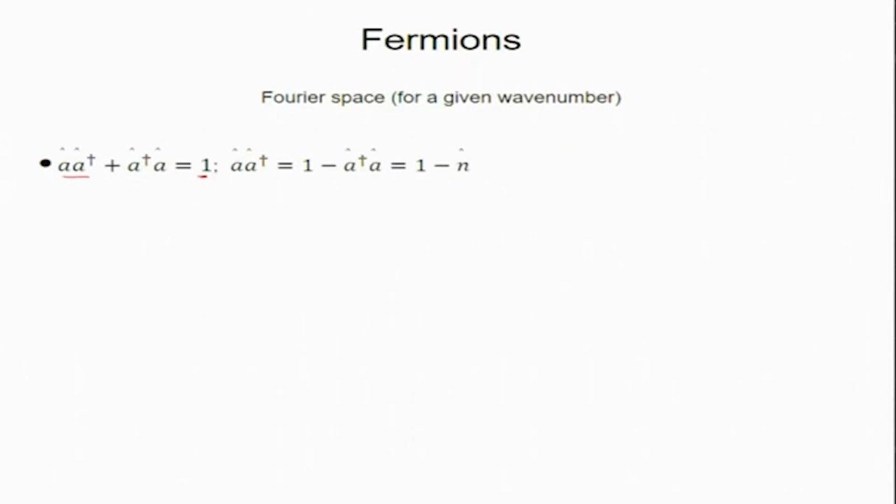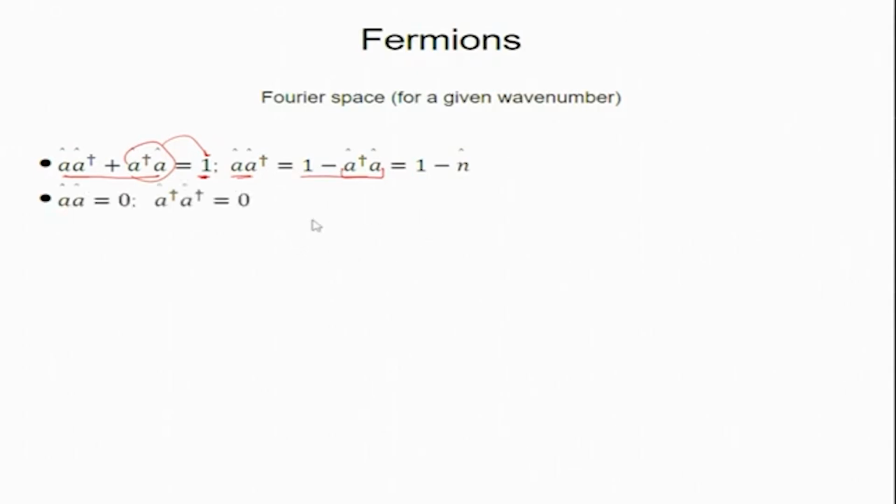You can think of a finite box with the canonical delta, instead of an infinite box. From this, this is an anti-commutator, so I have to add, not subtract. So, I get A A dagger plus A dagger A equals 1. I just rewrote that as A A dagger equals 1 minus A dagger A. Now, A dagger A is a number operator for that given state. So, A A dagger is 1 minus the number operator n.